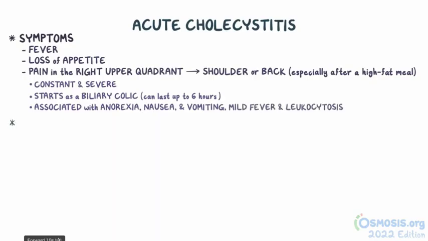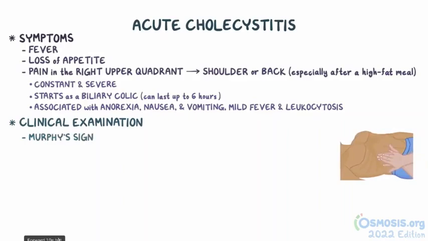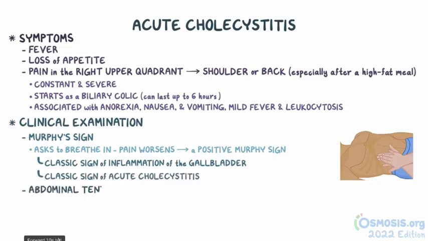Most frequently, on clinical examination, there's a Murphy's sign, which is where an examiner firmly places their hand in the right upper abdominal quadrant under the liver border and asks the individual to breathe in. If the pain worsens, it's called a positive Murphy sign, and it's a classic sign of inflammation of the gallbladder, and a classic sign of acute cholecystitis. Sometimes, abdominal tenderness from peritoneal irritation can be present.